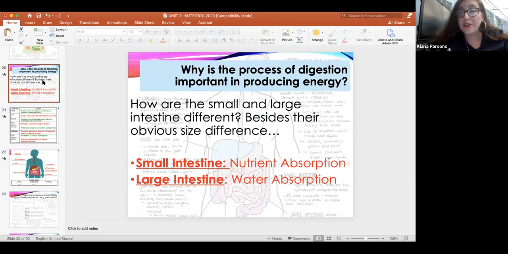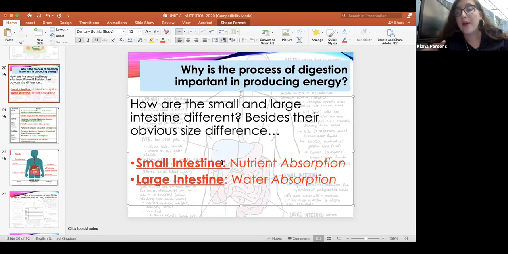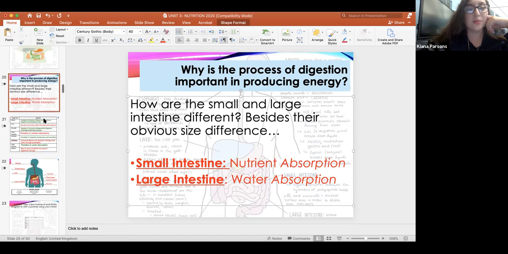Now, this question is not on your paper, but how are the small and large intestines different besides their obvious size difference? So again, they're both involved in absorption, but the small intestine is involved in nutrient absorption. So we're absorbing nutrients to go back into our bodies because at the small intestine is where the end of carbohydrate and lipid digestion occurs. So it's there where the compounds are absorbed via the villi to go into the bloodstream. And the large intestine is the site of water absorption.